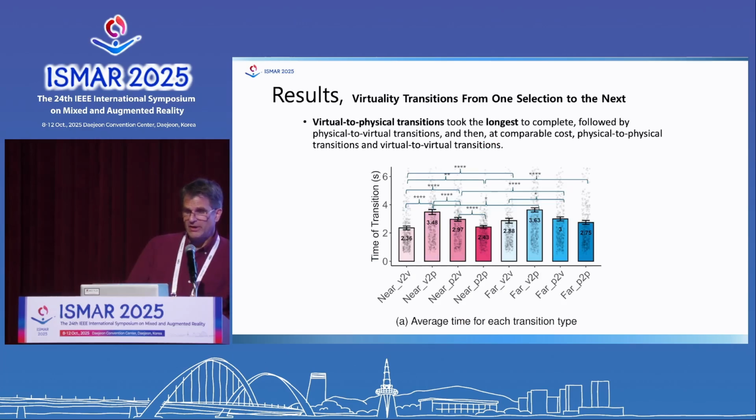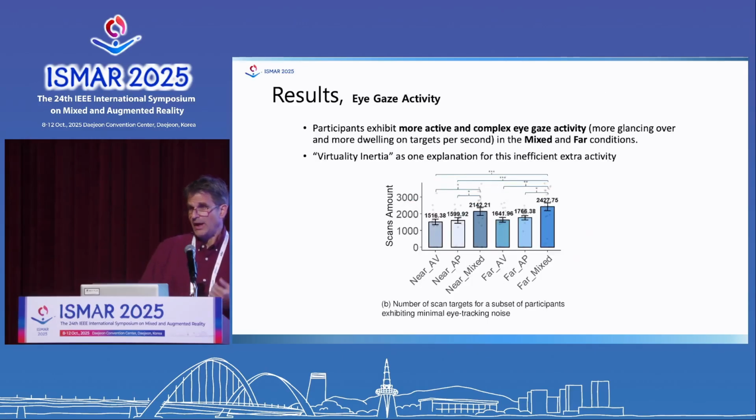Now these are the results on the transitions. The virtual to physical transitions took the longest to complete, followed by the physical to virtual transitions. So again, it's the ones that bridge the virtualities, right? And then at comparable cost, it's physical to physical, and last virtual to virtual transitions. And we collected eye gaze on this as well to get to some explanations of what might be at the heart of this and what's going on here.